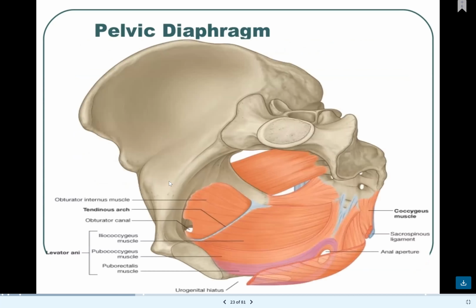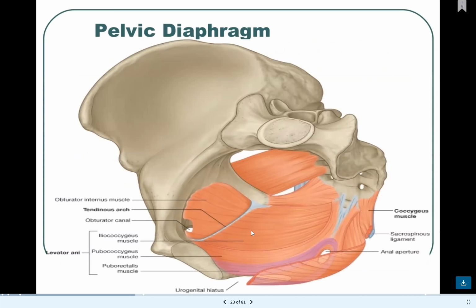So now we are done looking at the nerves. Let's look at the pelvic diaphragm. So this is the pelvic diaphragm, which actually forms the border between the pelvic cavity and the perineum below.